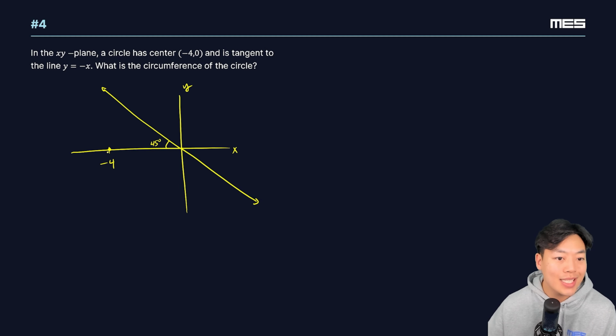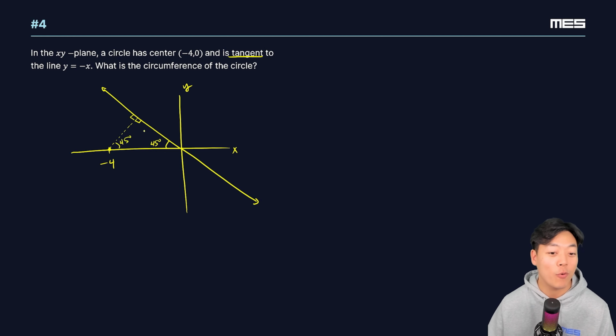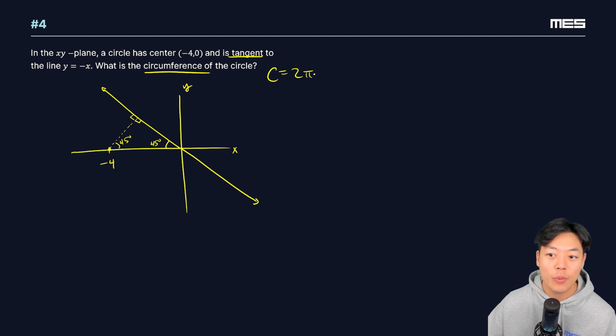Now from the center of the circle to a line that is tangent to the circle, we know that the radius is perpendicular to that tangent line. So given this, we know that we just created a right triangle here. Not just any right triangle, but a 45, 45, 90 triangle. We want the circumference of this circle. So once we know r, we can multiply r times 2 pi.